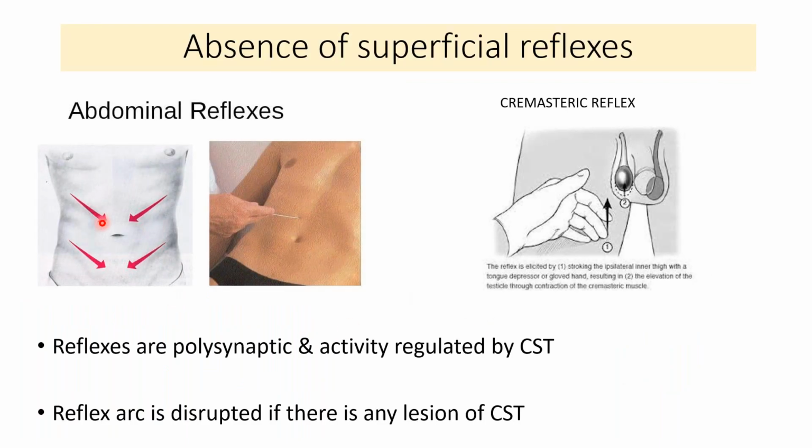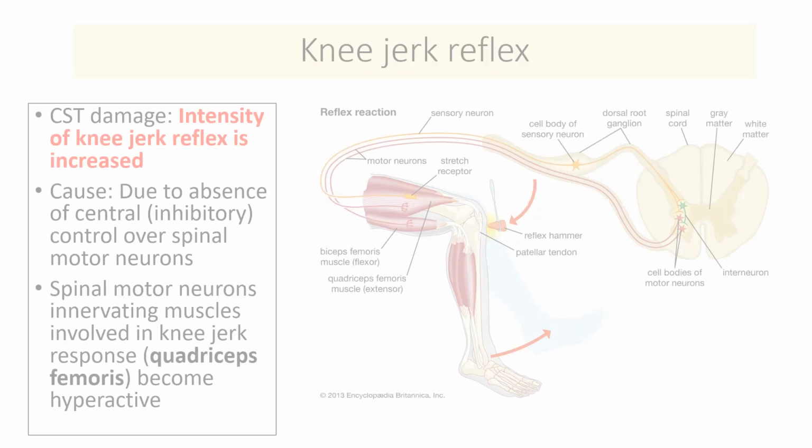Now, what are the superficial reflexes? These reflexes are also lost in case of corticospinal tract lesion. If you stroke the abdominal muscle in a normal person, there will be a contraction in the abdominal muscle area. Similarly, if the inner aspect of the thigh is stroked, this will lead to elevation of the testicle. This is the cremasteric reflex. These are reflexes which are regulated by the corticospinal tract. The reflex arc is disrupted, so these reflexes will also be absent in case of corticospinal tract lesion.